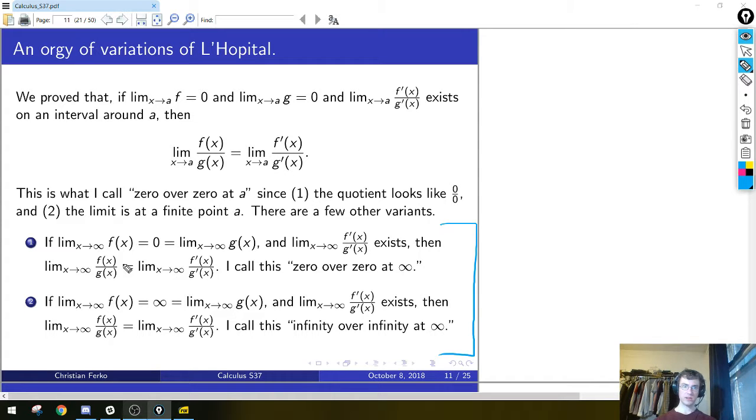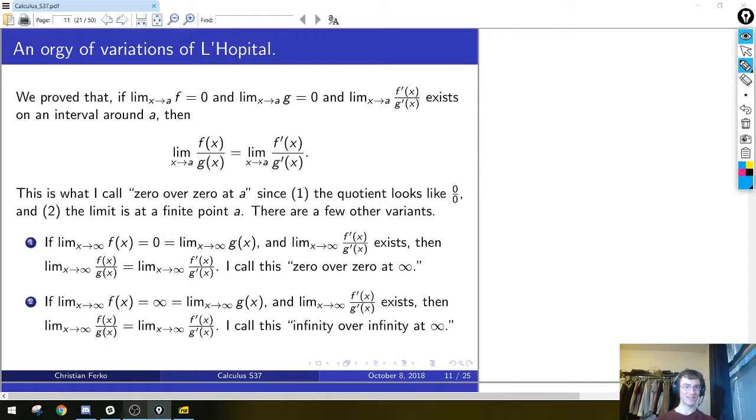One variant is not a limit as x approaches a, but a limit as x approaches infinity, which we defined pretty carefully last time. If, as x goes to infinity, f of x goes to 0, and the same is true for g, and the limit at infinity of the quotient of their derivatives exists, then we have another L'Hopital relation: the limit at infinity of the quotient is the limit at infinity of the quotient of the derivatives. Because this variant assumes they both go to 0, and the limit is at infinity, I call this 0 over 0 at infinity.